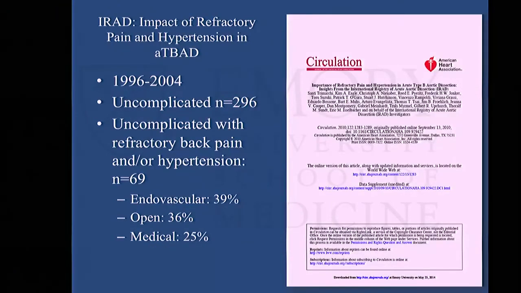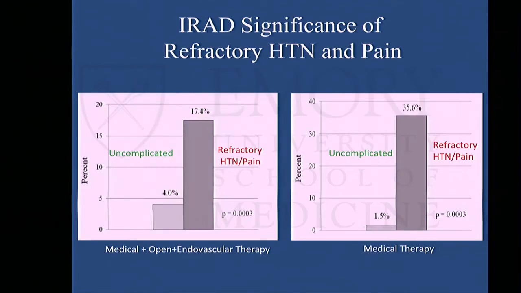And so a couple of high-risk features, bad actors, as we should say, in uncomplicated Bs. This is an IRAD paper, which is very important. From 1996 to 2004, they looked at 300 uncomplicated Bs. However, they looked at pain, refractory back pain, or hypertension as a predictor. Did this matter? Of these 69 patients, they were managed, some medically, some with open surgery, some with endovascular therapy. So again, these were type Bs that did not present with rupture or malperfusion, but had refractory pain within this 300 patient group. So what is the significance of this hypertension and pain?